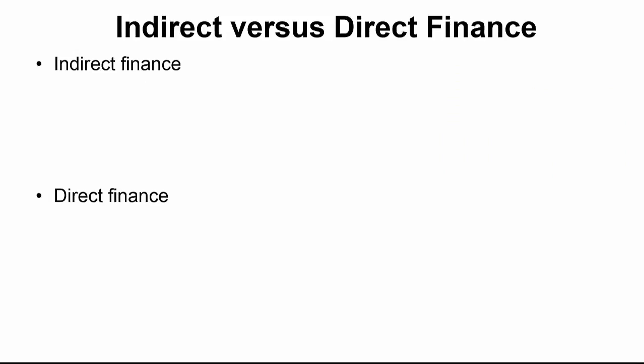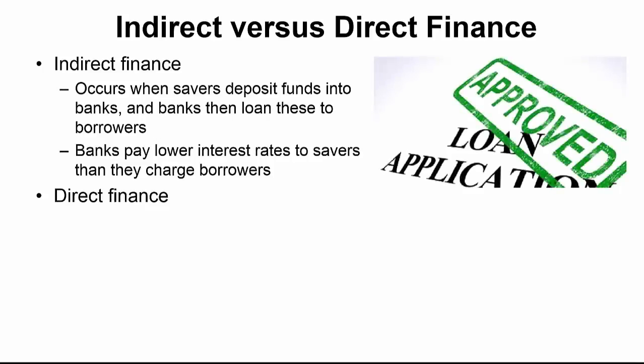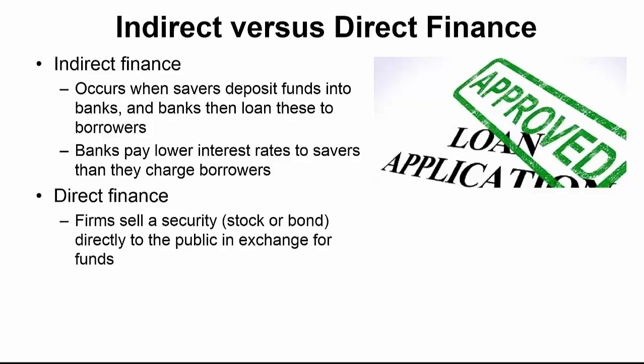Now, there are a couple of different types of finance. There's indirect and then there's direct finance. Indirect finance occurs when savers deposit funds into an institution and then that institution loans those funds to the borrowers. So the saver and the borrower never meet. Hence, we call that indirect finance. Direct finance is when firms sell a security, a stock or a bond, for example, directly to the public in exchange for funds. So direct finance is where the saver and the borrower meet. They're exchanging the money directly with each other.